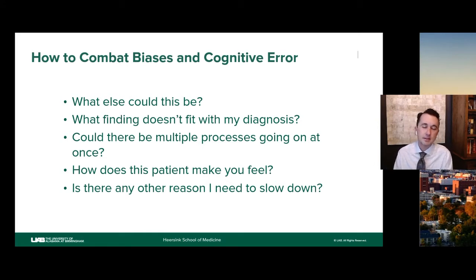The questions that I think are helpful to ask are things like: what else could this be? What finding doesn't fit with my diagnosis? Could there be multiple processes ongoing at the same time? How does this patient make you feel? When I'm on the resident service, I tell this to the residents a lot: this patient just doesn't feel right, but I often struggle to articulate why. But when you're feeling that feeling, maybe we should slow down and transition back to type 2 thinking. And another question: is there any other reason that I need to slow down?